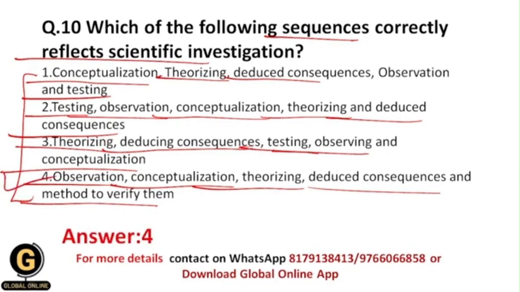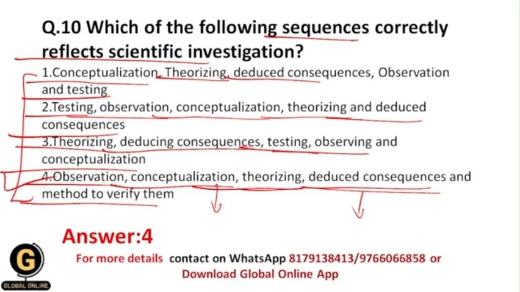And after that you do the conceptualization. It means that based upon the observation you collect the data, and based upon that data you try to make the concepts behind it, and after that you develop a theory. Then deduced consequences means whenever you develop a theory, after that you make up a hypothesis, then you test the hypothesis, and finally you get the results. So this is nothing but deduced consequences, and after that there is a method to verify them. For the verification, we basically test the hypothesis through different statistical techniques.